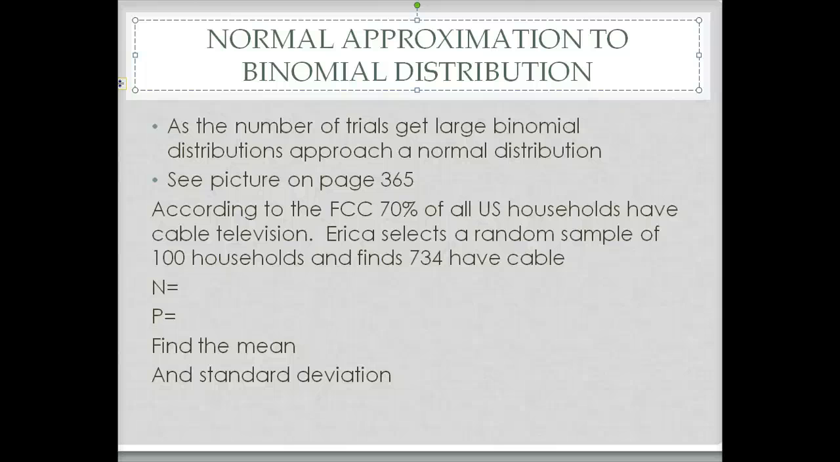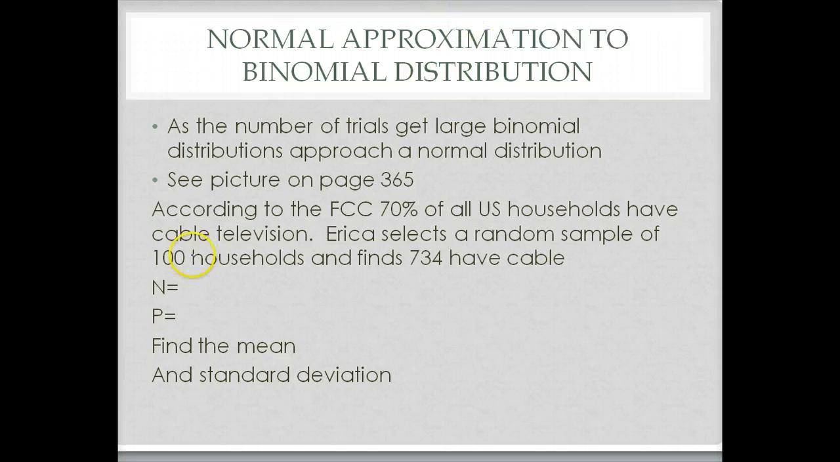Let's take a look at a normal approximation to the binomial distribution. A binomial distribution with a large number of trials has been shown to approximate the normal distribution, and the normal distribution is a little bit easier to work with. You can see a picture of why this happens on page 365. You can see those histograms for a binomial distribution and how they make that very nice normal shape, and that's a great way to make the mathematics easier.